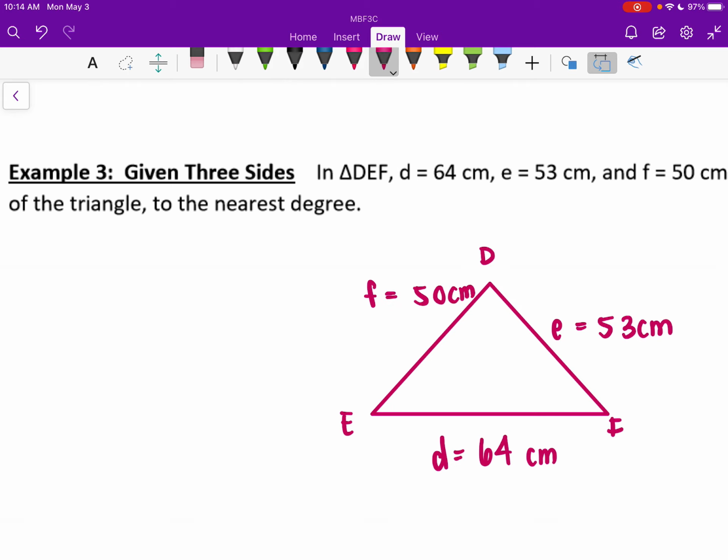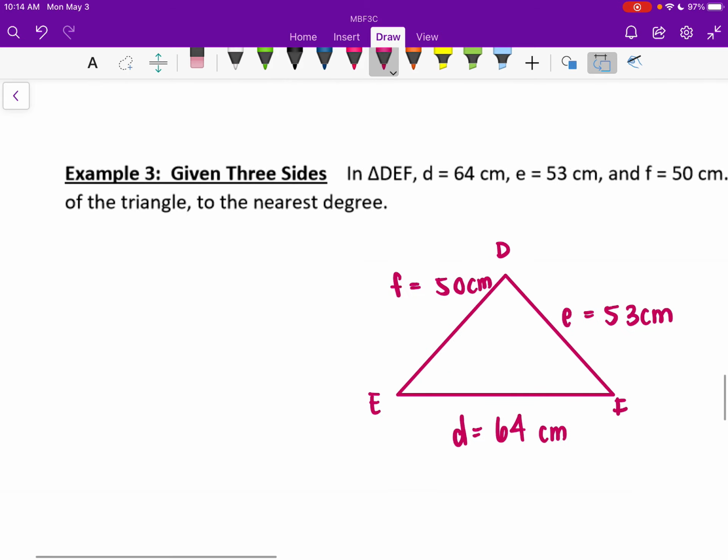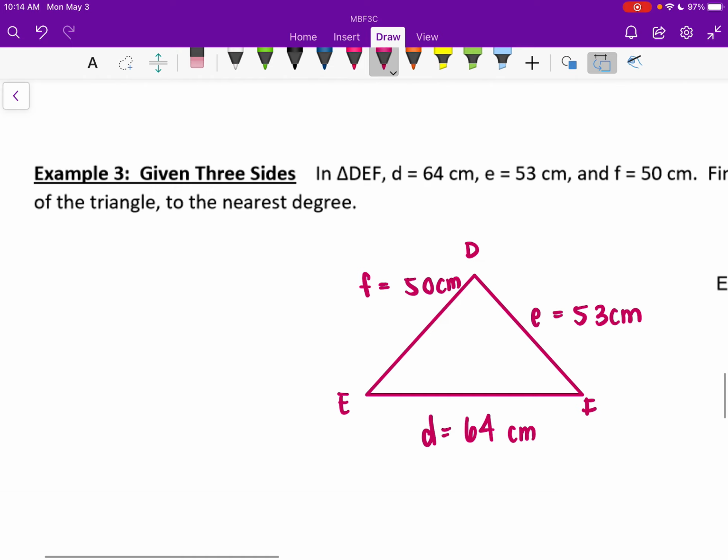So now that we have our triangle, we know that it's all 3 sides, so we're going to use cosine law in this situation. And it says use cosine law to find each angle of the triangle to the nearest degree. So let's use it to find F, and then we can use it to find the other ones as well. So I just want to start off with F because that's the one I wanted to start off with. So let's go find angle F.